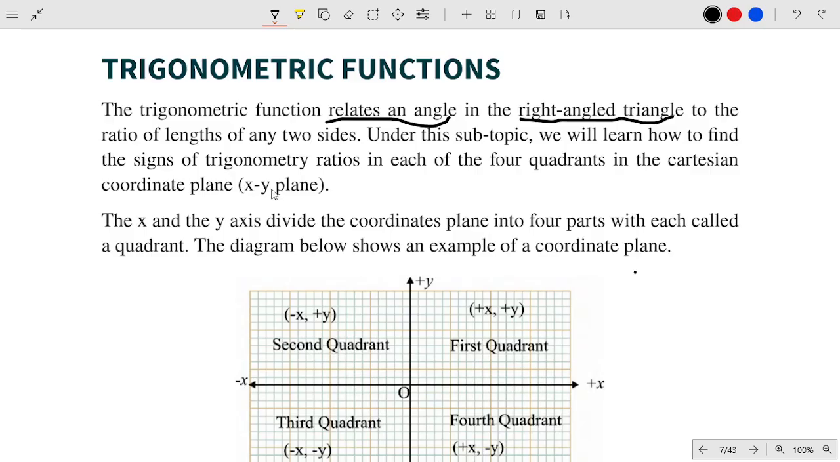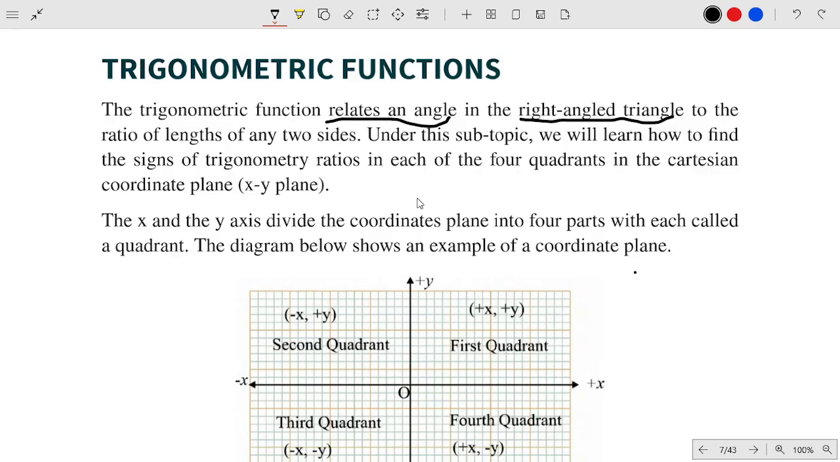All right. So under this subtopic, we will learn how to find the signs of trigonometric ratios in each of the four quadrants. So how do we know, when you move from the first quadrant, whether the signs of the trigonometric ratios will be negative or positive? That's what we are going to look at here.